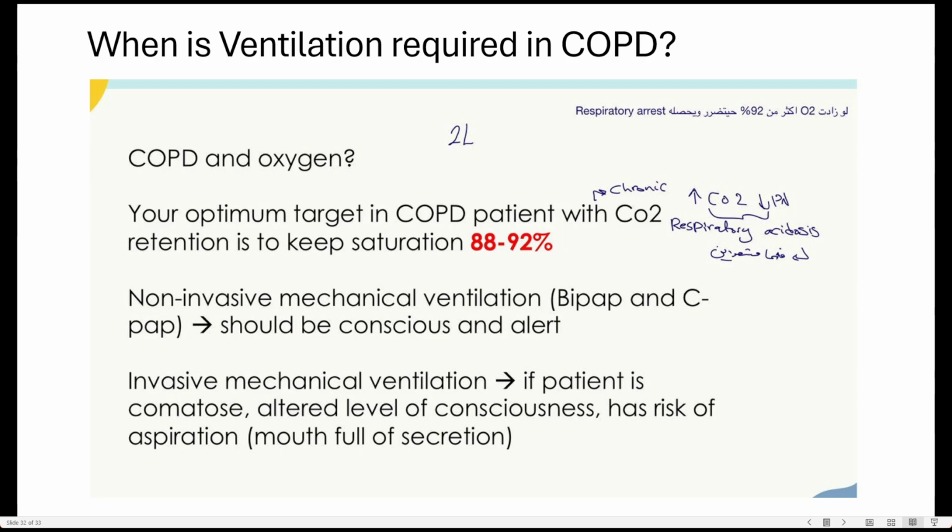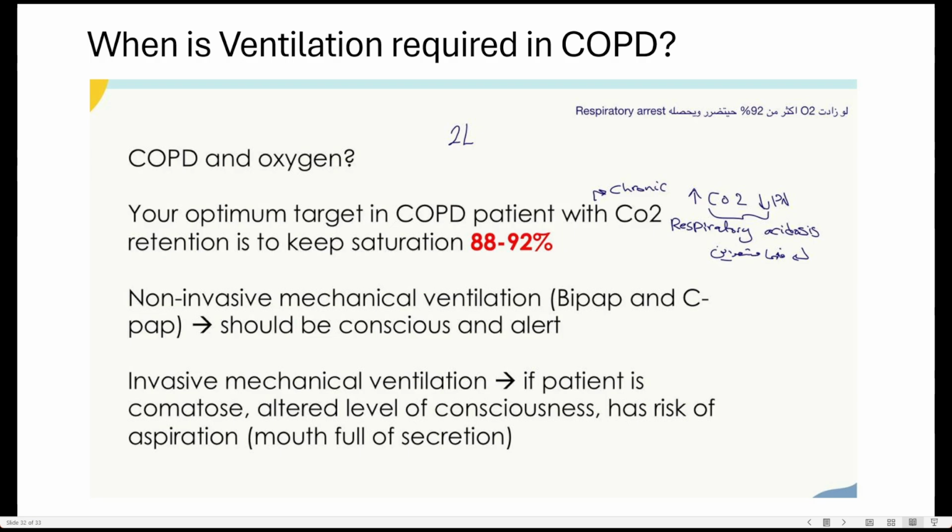Well, the answer is simple. The answer is because a patient with COPD who has chronic CO2 retention is used to a very specific level of oxygen. What do I mean by that? I mean that when a patient has COPD, he will have high levels of carbon dioxide, right? Chronic CO2 retention. And when you have high levels of CO2, it will decrease the pH. He will have respiratory acidosis, right?